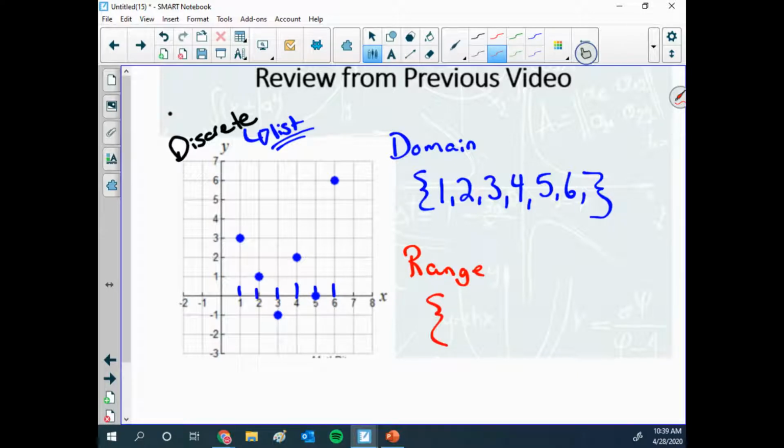So I'll start down here. So we got a point at -1. Here is 0, 1, 2, and 3. Here, 1, 2, and 3. So for discrete data, all we need to do is list off those values for the data points.